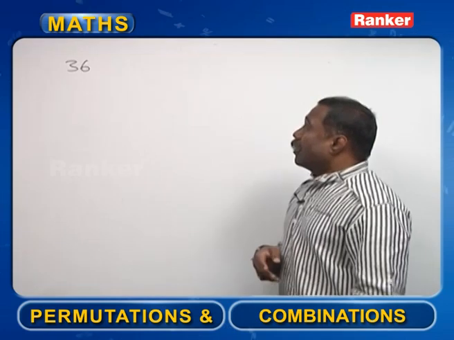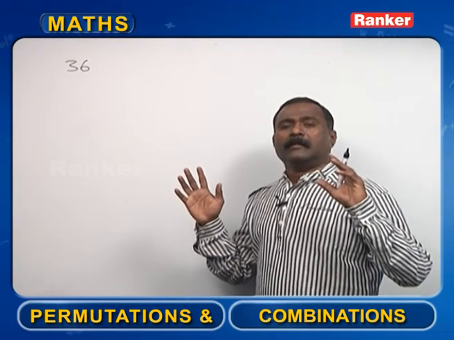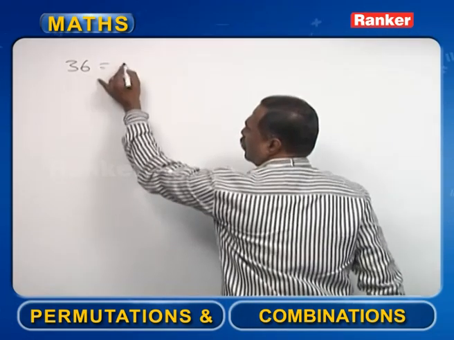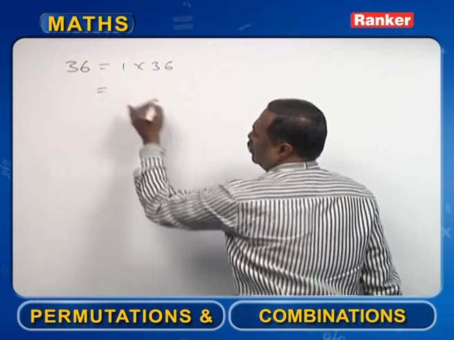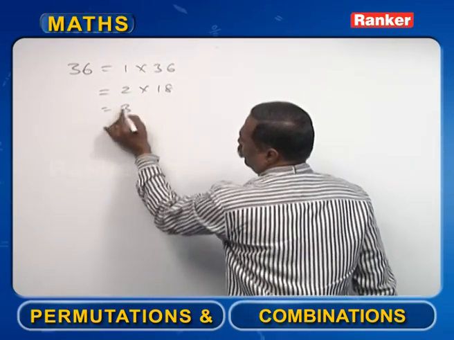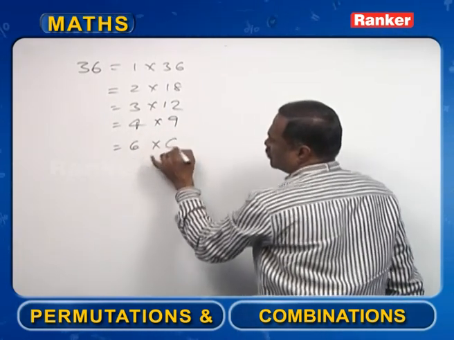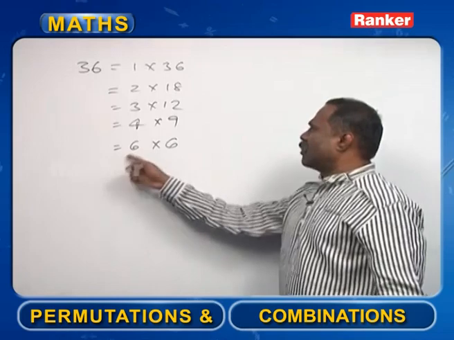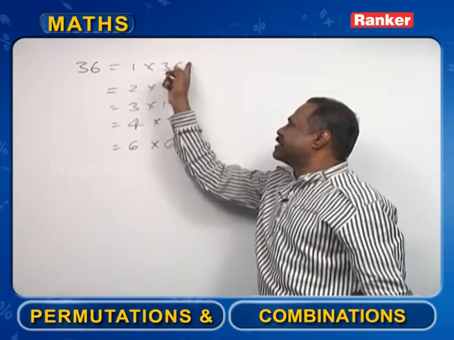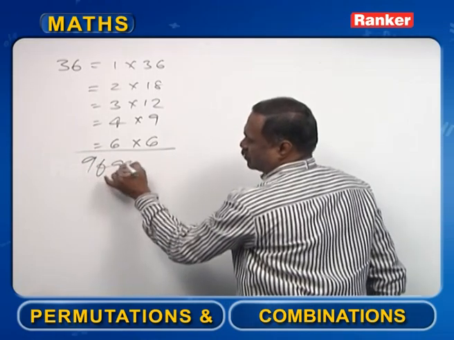Now, 36 let me take. I am interested in how many factors it has. At first, let us write 1 into 36, 2 into 18, 3 into 12, 4 into 9, 6 into 6. How many total factors are there? 1, 2, 3, 4, 5, 6, 7, 8, 9 factors are there. 9 factors, understand?